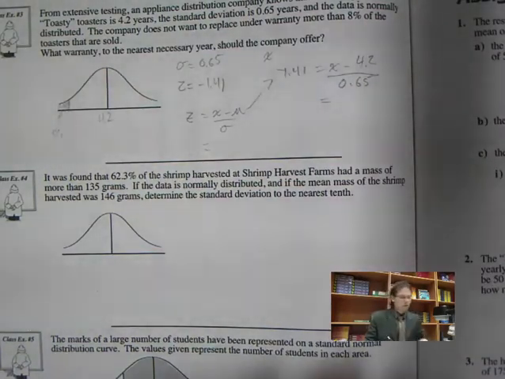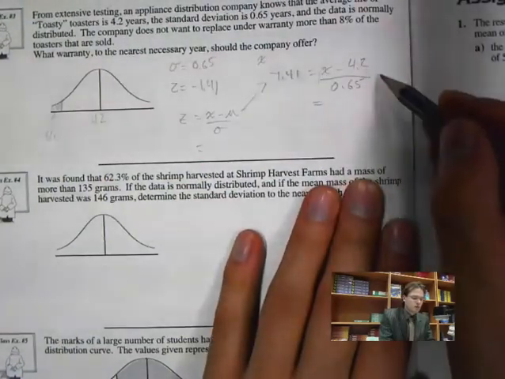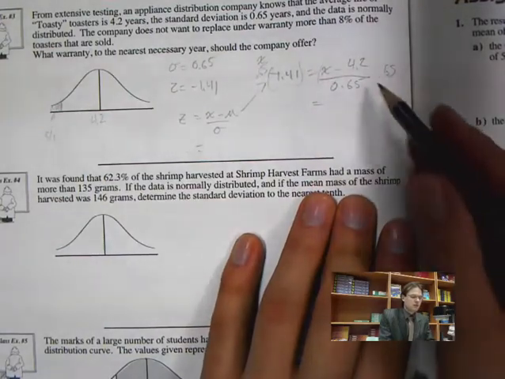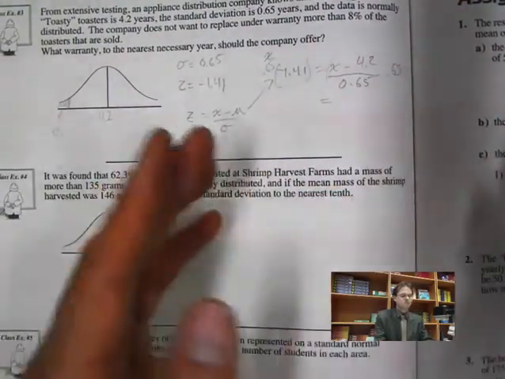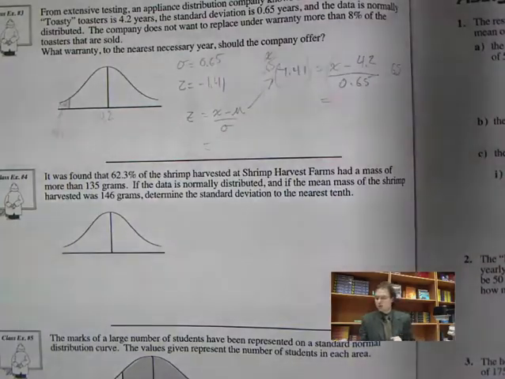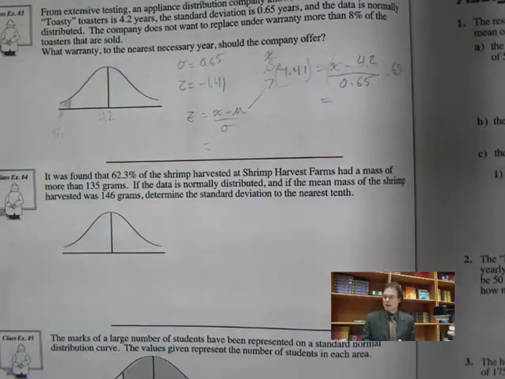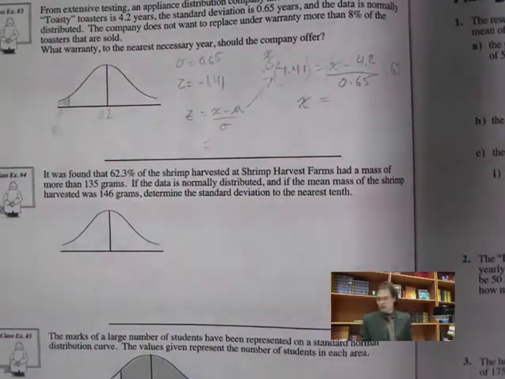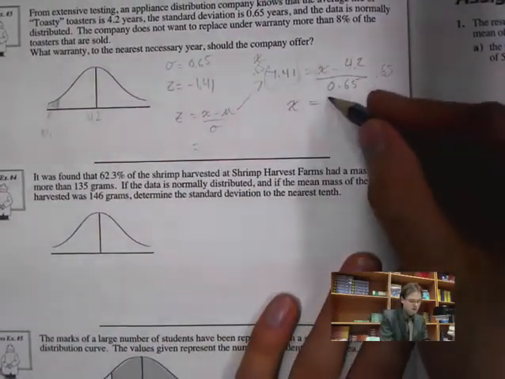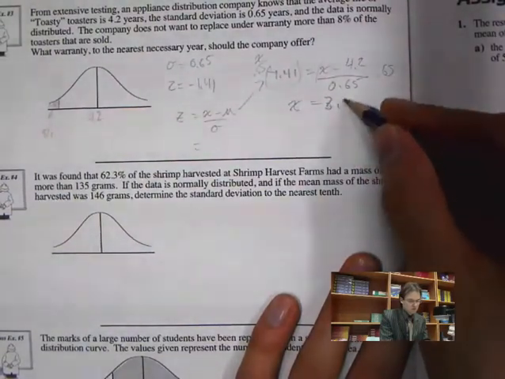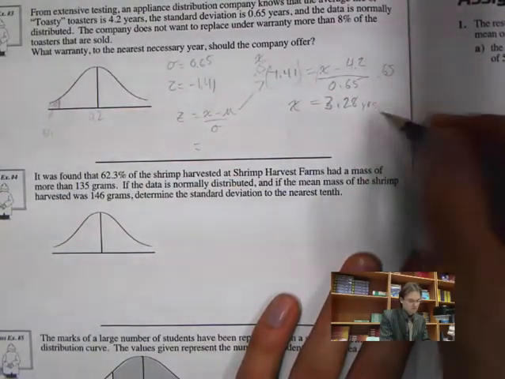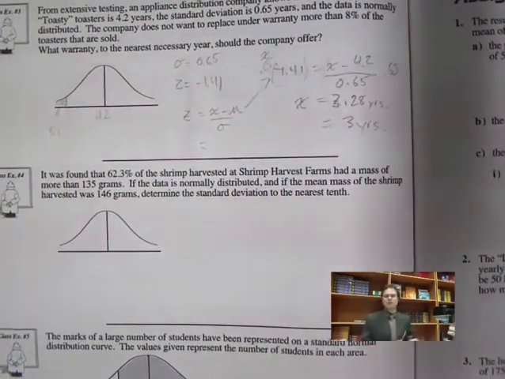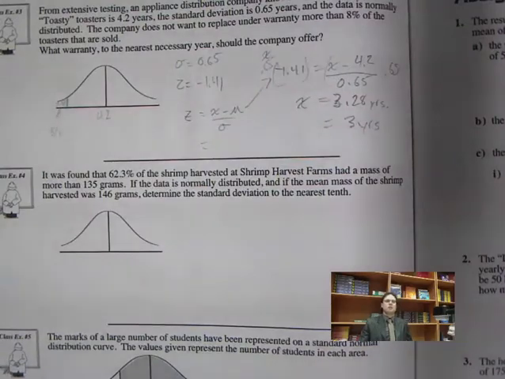Now, what we must do is multiply everything by 0.65 and just solve for x, and then add 4.2. Okay? Then we add 4.2, and once we solve that, x is equal to 3.28. Okay? So we're going to say they will give a 3-year warranty for their toasters.